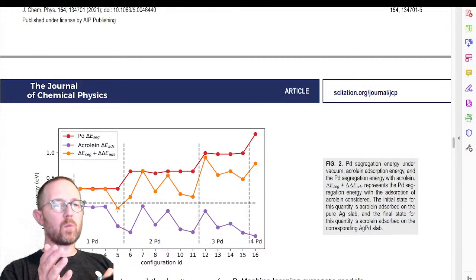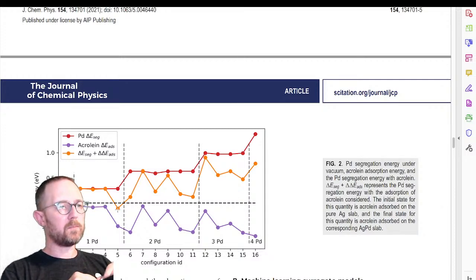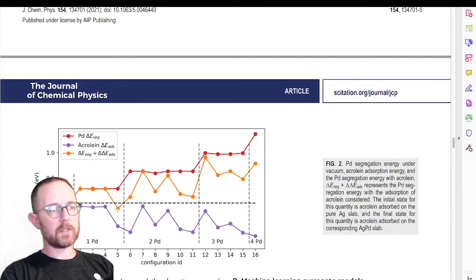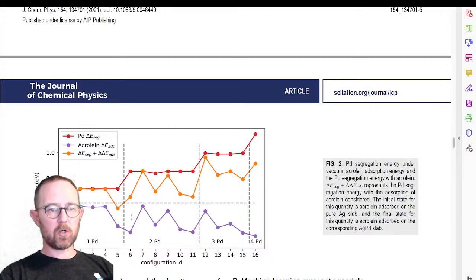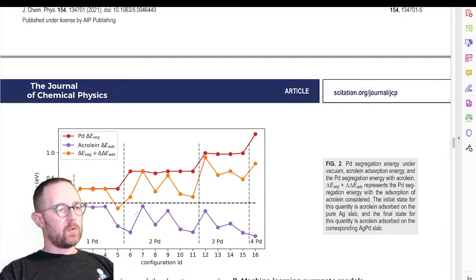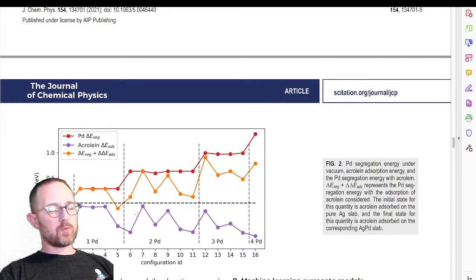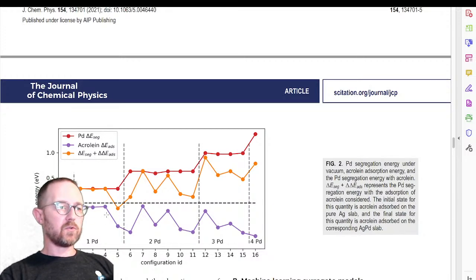Now, this is the reason why we can't do DFT. These are all DFT results, and 15 out of 16 aren't favorable. And there are a bajillion other ways that acrolein could sit down, and we don't have the capability to calculate them all. There are also a bajillion other ways to have arrangements in the surface that we just aren't able to use. And so we will get to why and how we get a machine learned model to replace this.